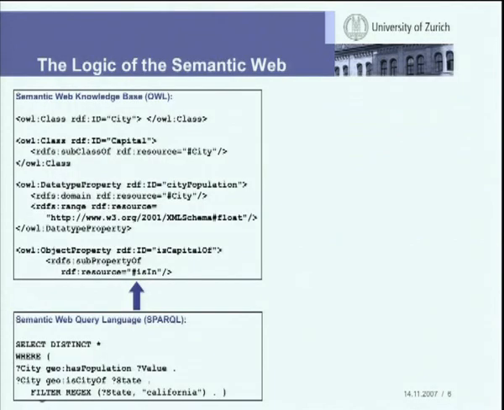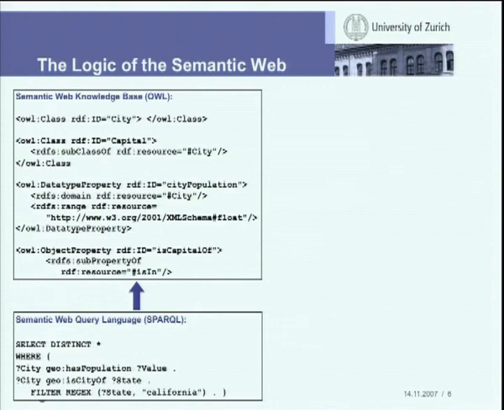OK. So the logic of the semantic web, or at least the proclaimed logic of the semantic web, is this thing up here, which is something called OWL in its absolutely unreadable XML iteration, or for human purposes, almost unreadable. So it's a description logic. You have classes. You have relationships between classes. You have properties of classes, and relationships between these things.